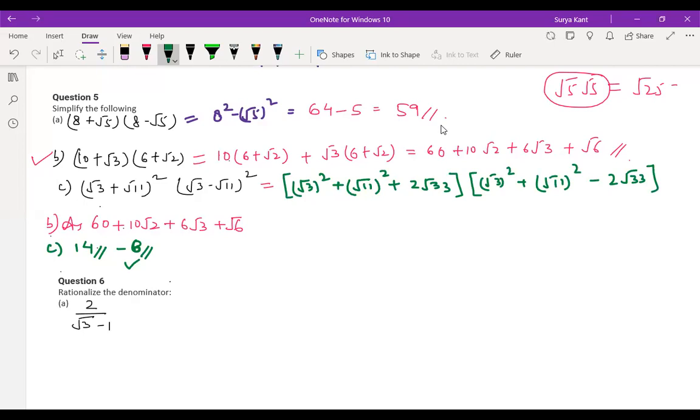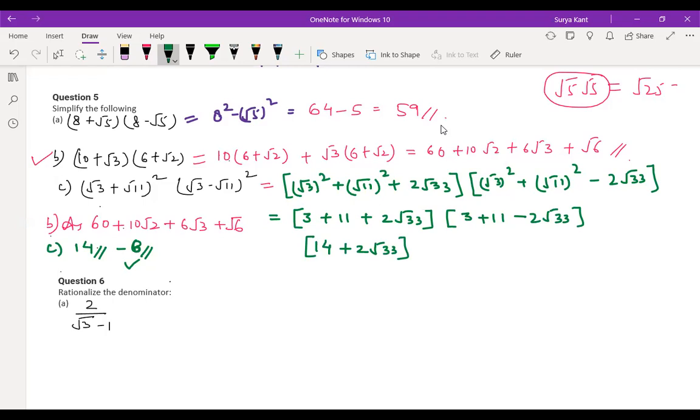Sir, I got confused and I solved root 3 plus root 11 whole square. Fine. So root 3 whole square is 3, 3 plus 11 plus 2 root 33. Then how did you people solve? Shreyanvi, how have you solved? Sir, I used the identity A square minus B square.